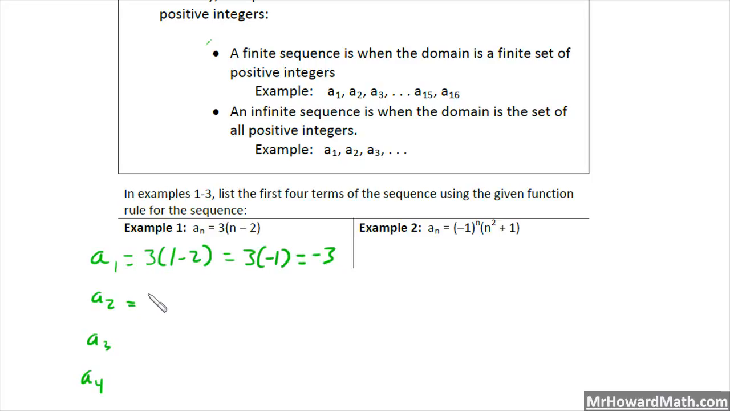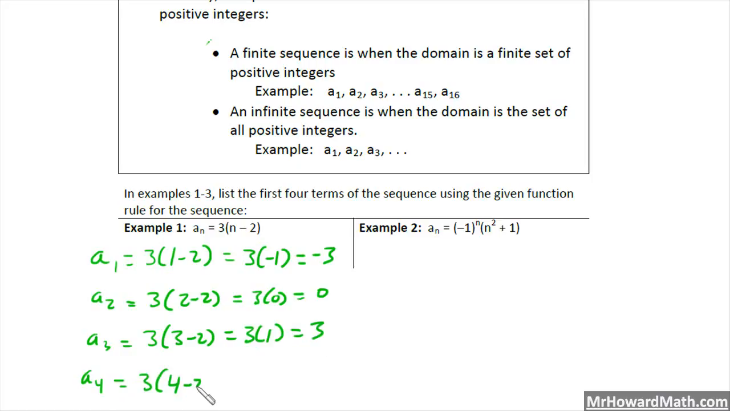Then a sub 2 is going to be 3 times the quantity 2 minus 2, which gives us 3 times 0, which is 0. The next one, 3 times the quantity 3 minus 2, so that's 3 times 1, so that's 3. Next, 3 times the quantity 4 minus 2, so that's 3 times 2, which gives us 6. So the first 4 terms of this sequence would be negative 3, 0, 3, and 6.